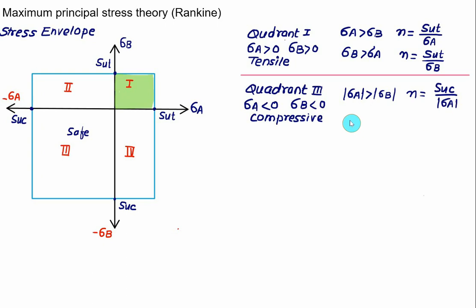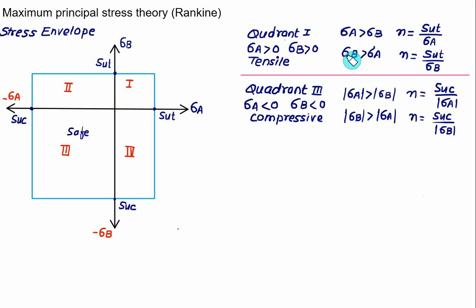And if the maximum principal stress sigma B, magnitude wise, is greater than the second principal stress sigma A, in that case we have to calculate the factor of safety again based on SUC. So we have SUC divided by the larger principal stress, sigma B. So here there is no issue in quadrant 1 and quadrant 3. Either this is true or this is true, and what is true depends upon which one is the larger principal stress.